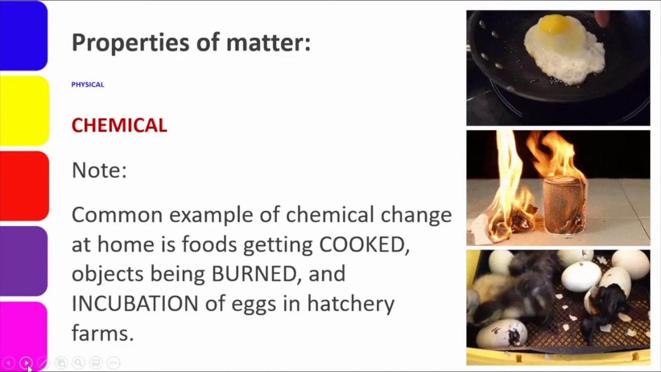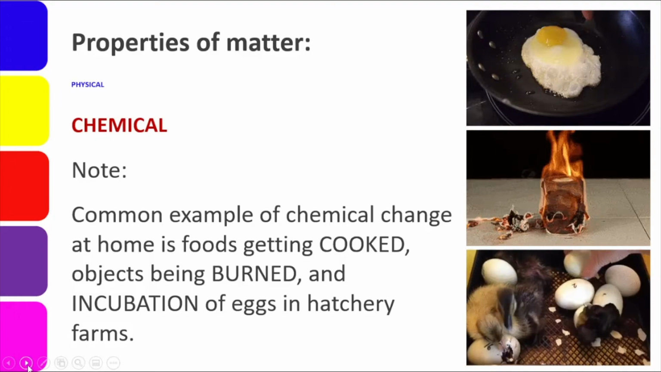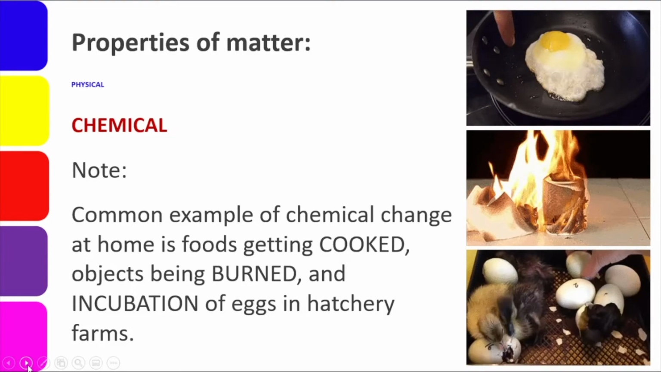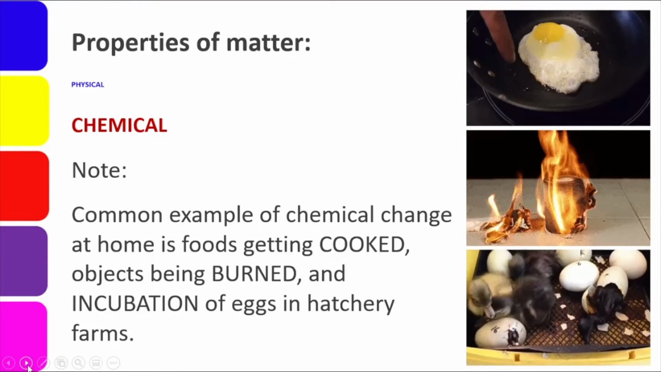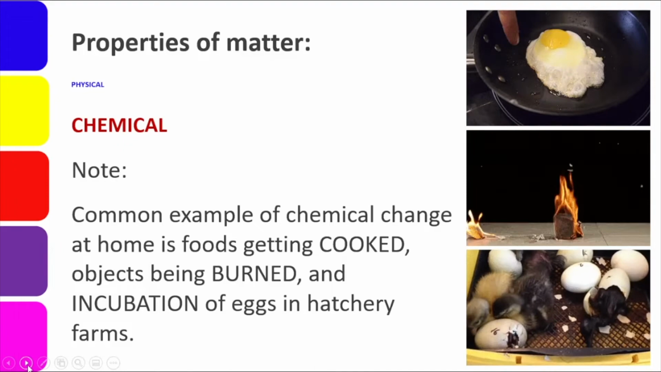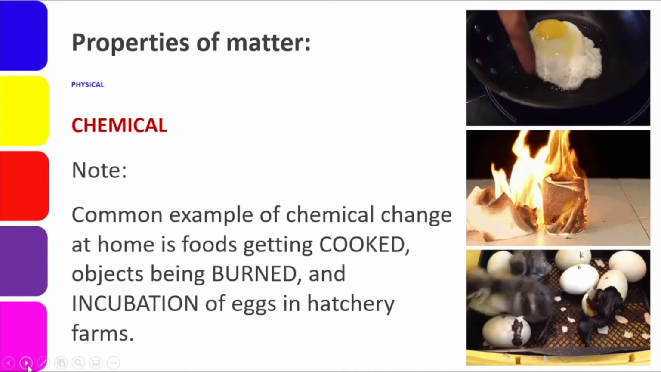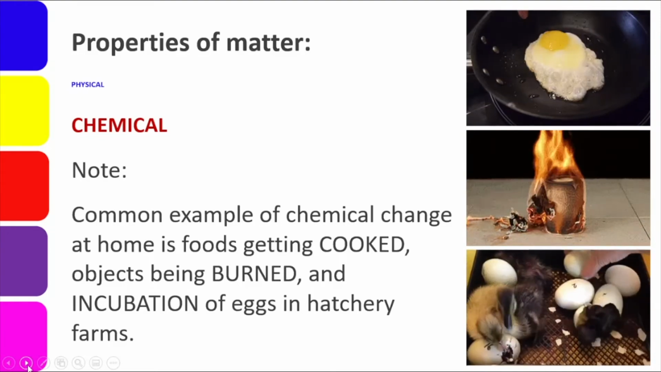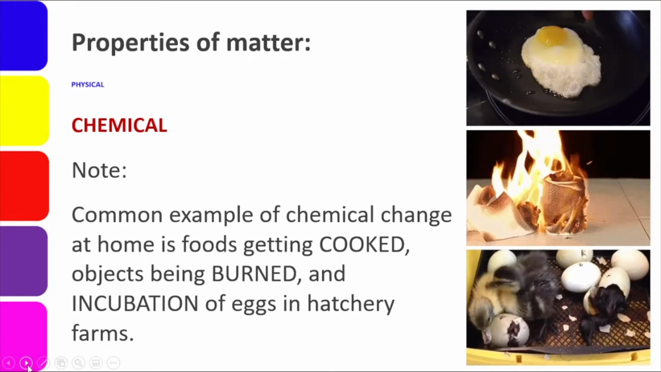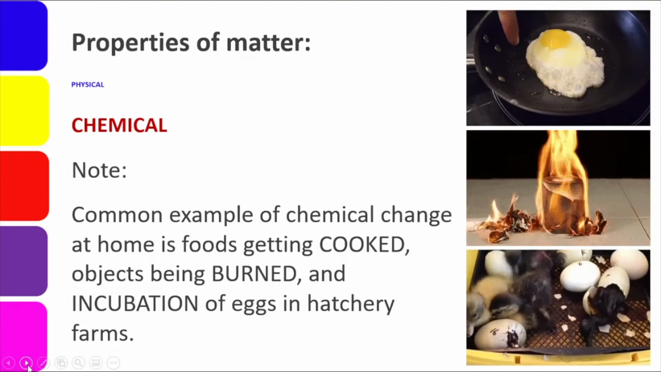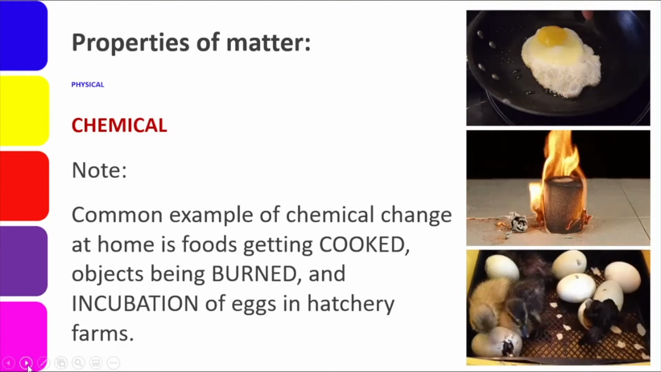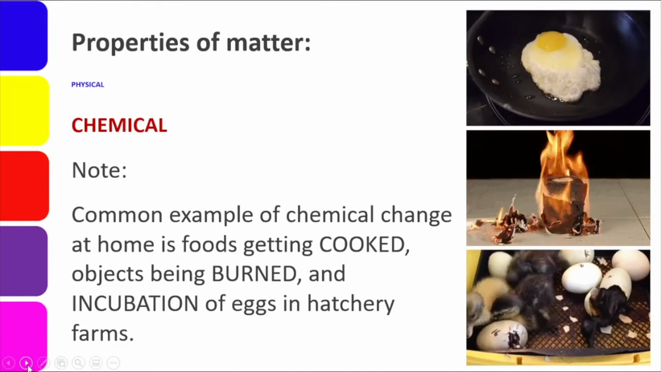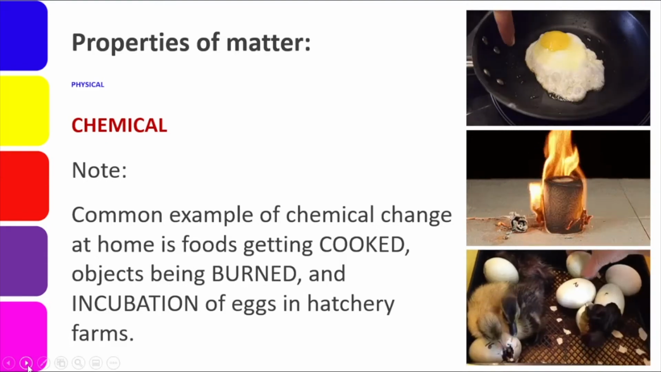And note as well that common example of chemical change naman at home is foods getting cooked. So yung pagluluto ng pagkain ay isang uri ng chemical change doon sa mga bagay na involved. Objects being burned, so lahat ng bagay na nasusunog, chemical change ang nangyayari dito. And incubation of eggs in hatchery farms, kung ikaw ay may idea, mga manok or mga bibe or pato kung saan yung mga itlog ay nilalagay sa init ng isang ilaw, kung saan na-incubate sila, nainitan sila hanggang mabuo at magkaroon ng chemical change sa loob, mabuo yung mga sisiw.